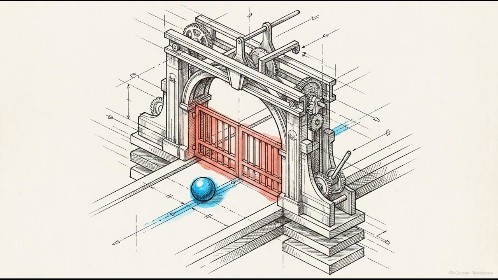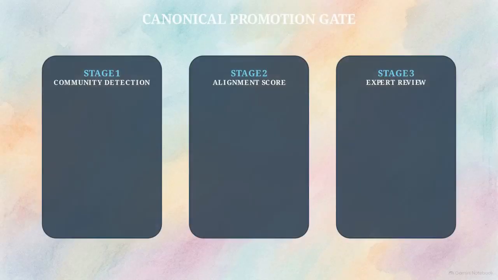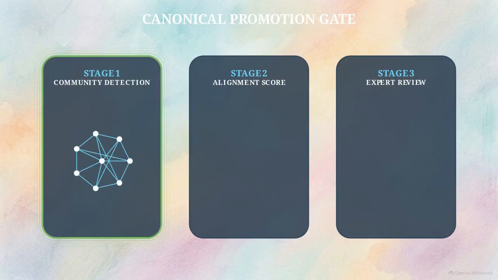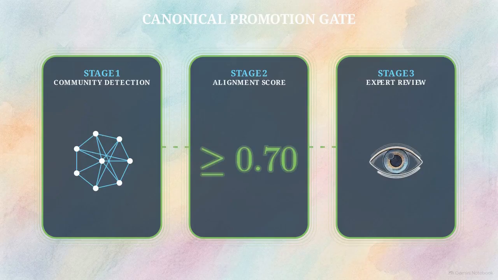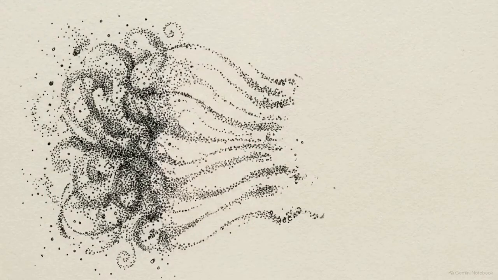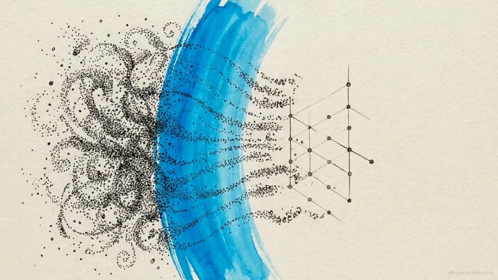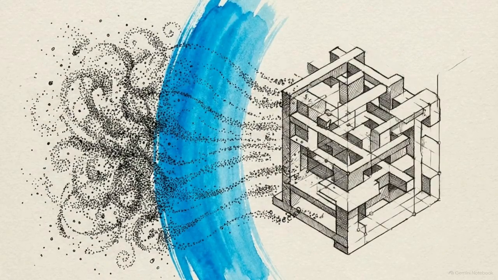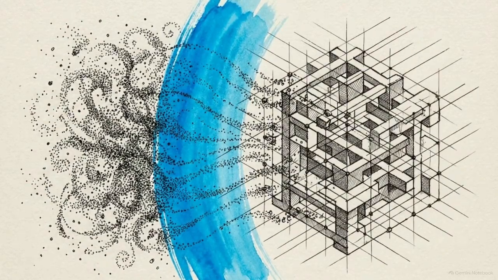A local topic only receives canonical status if it passes a promotion gate. This requires stable Leiden community detection, an alignment score of 0.70 or higher, and corroborating human expert review. These rigorous mathematical thresholds transform localized semantic noise into a single queryable intelligence layer spanning the entire platform.